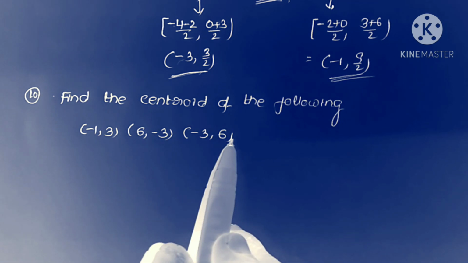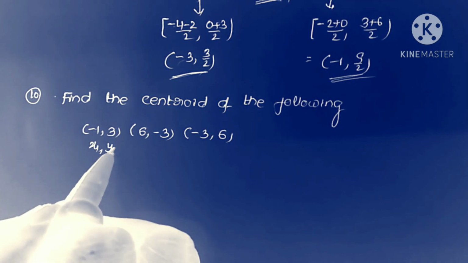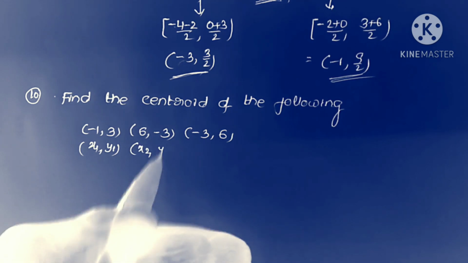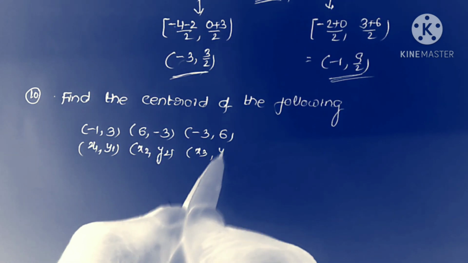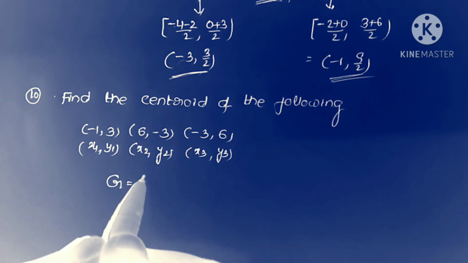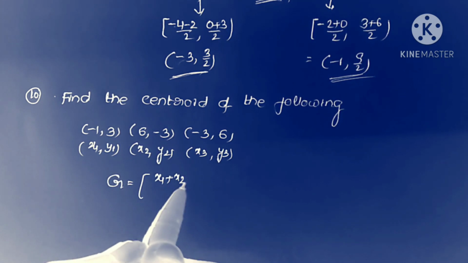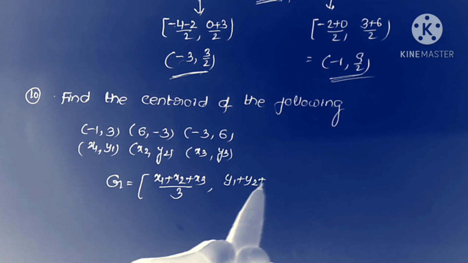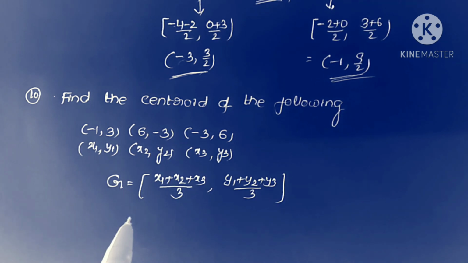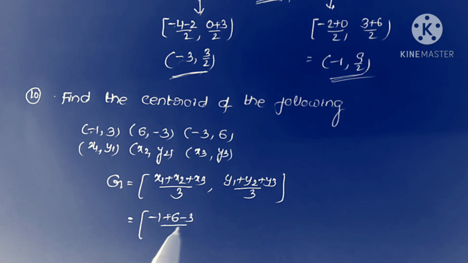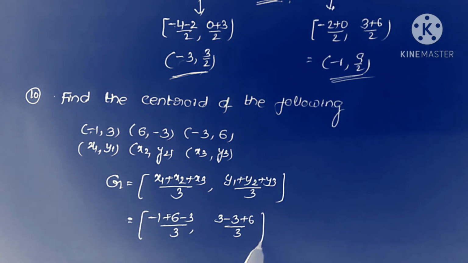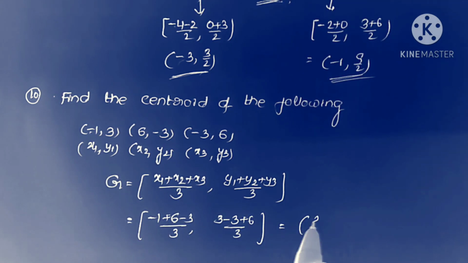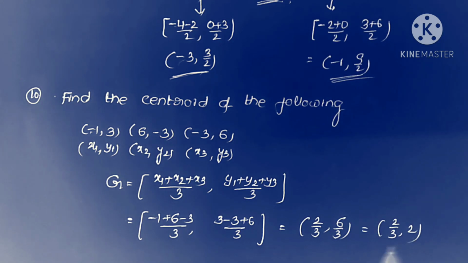Next problem, find the centroid of the following. This is centroid, meaning first we take x1 y1, x2 y2, x3 y3. What is the centroid formula? Centroid G is equal to (x1 plus x2 plus x3)/3 and (y1 plus y2 plus y3)/3. Now replacing the values in this formula: (minus 1 plus 6 minus 3)/3, (3 minus 3 plus 6)/3, which is 2 by 3, and this is 6 by 3. The answer is 2 by 3 comma 2.